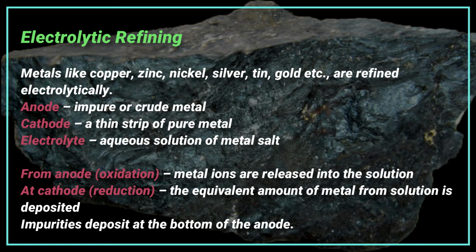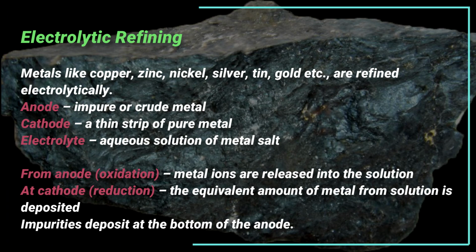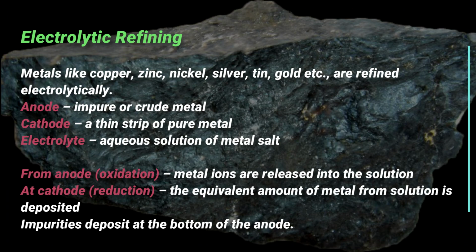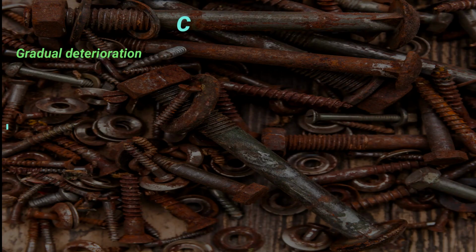Anode, impure or crude metal. Cathode, a thin strip of pure metal. Electrolyte, aqueous solution of metal salt. From the anode, by oxidation, metal ions are released into the solution. At the cathode, by reduction, the equivalent amount of metal from solution is deposited. Impurities deposit at the bottom of the anode.